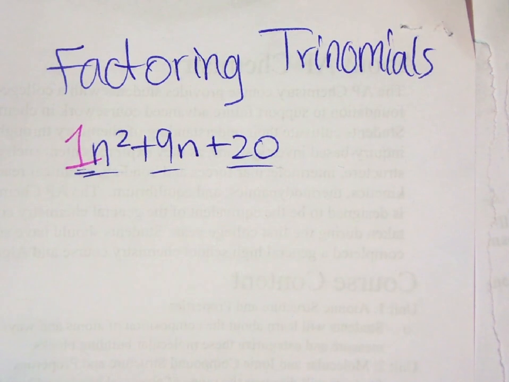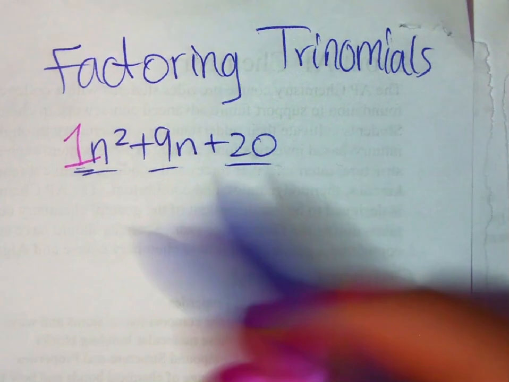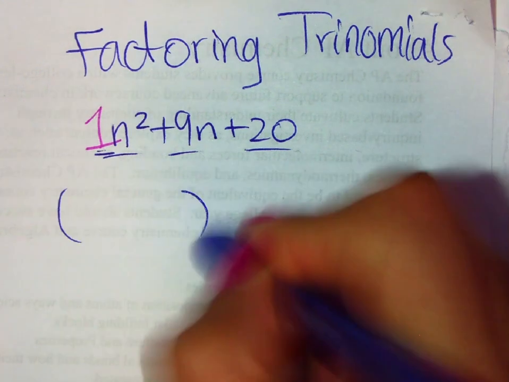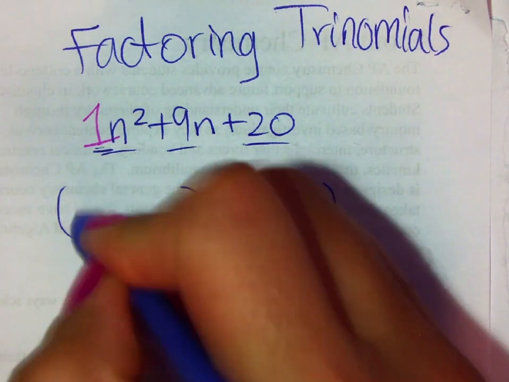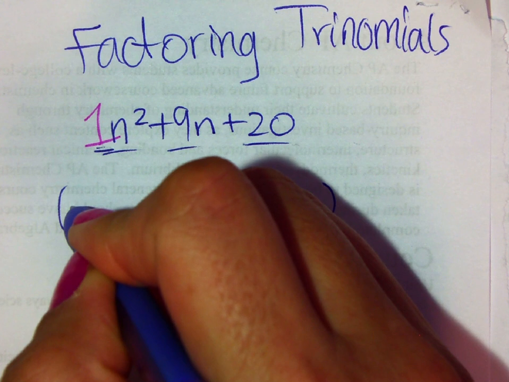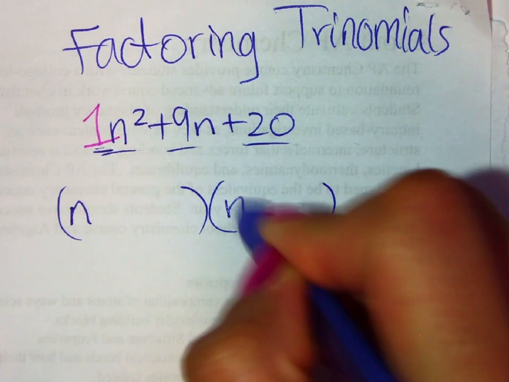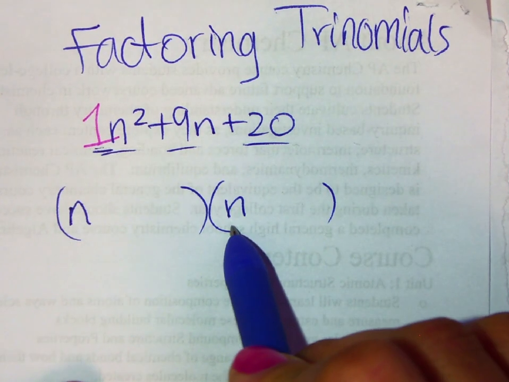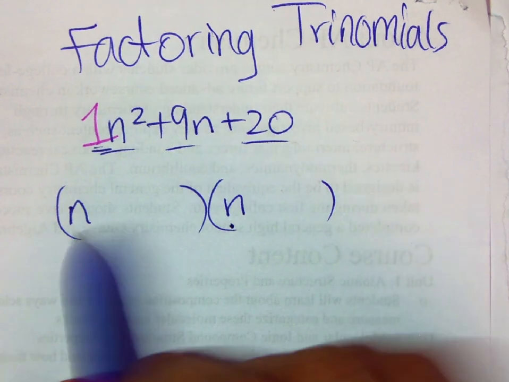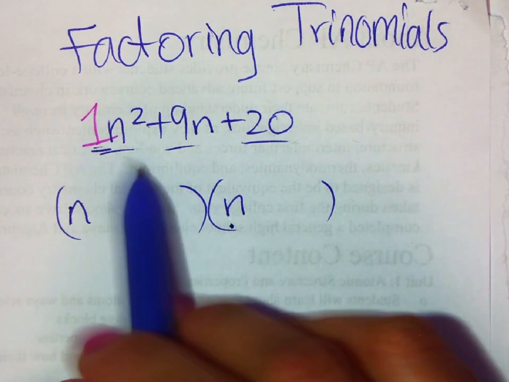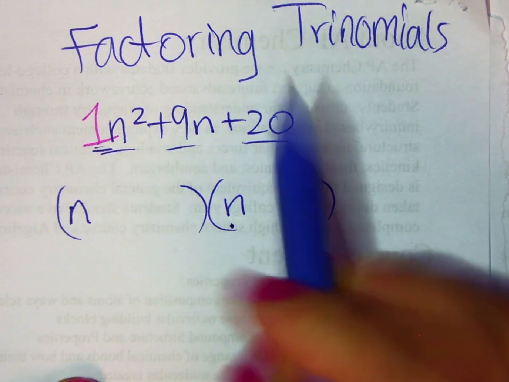Anytime you have a trinomial that starts with 1, you know that your binomial factors will each start with a 1, because 1 times 1 is 1. So we know we're going to have n times n. Now, what you're trying to do is find out what two binomials you multiply to get this as an answer. Let's review how to multiply first.